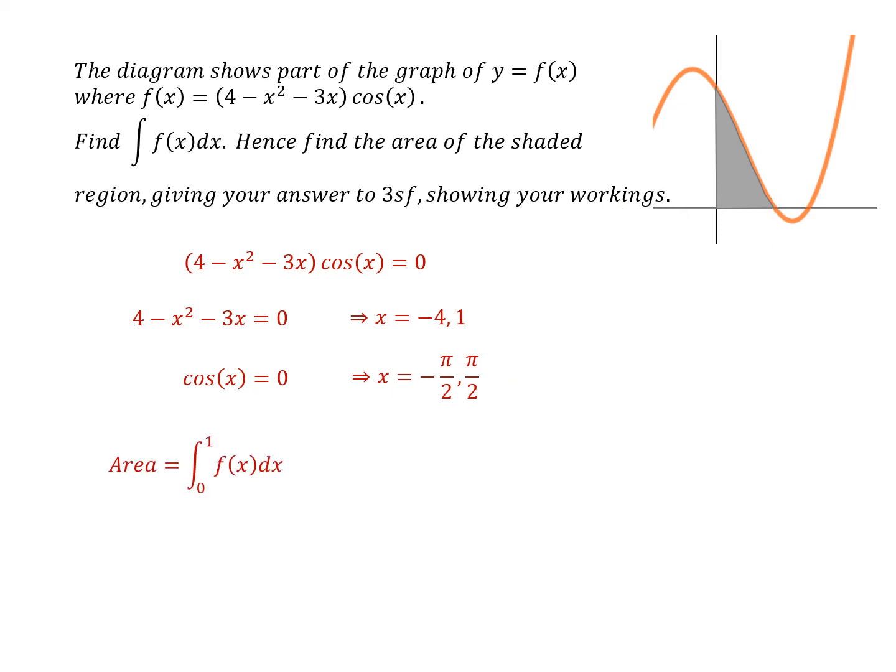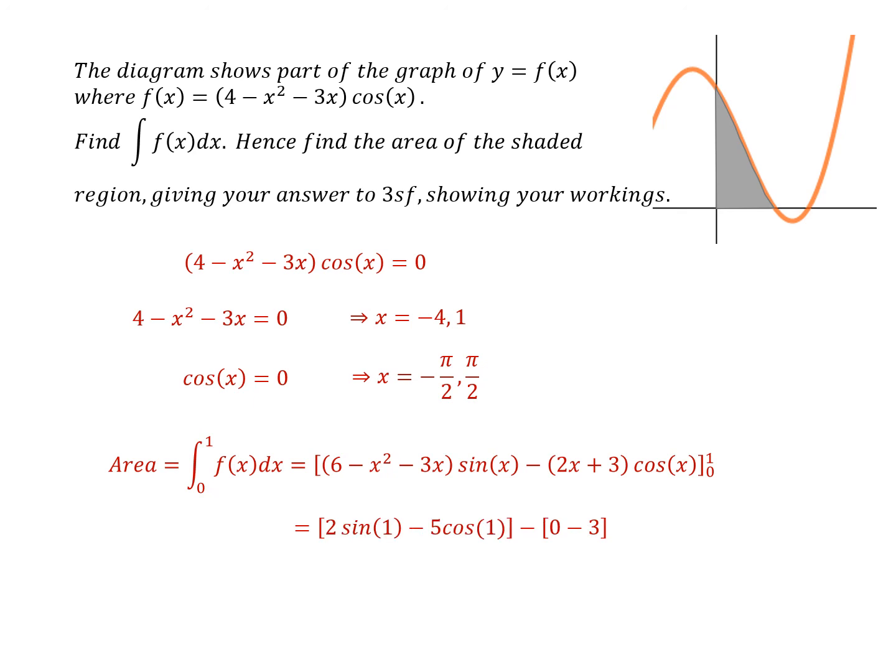So we want the integral from 0 to 1 of f of x. So we already know what the integral of f of x is. We did that on the previous part of the question. So we're just substituting the values 1 and 0. And when we do that, this whole thing becomes 2. So that's 2 sine 1 minus, and then that becomes 5 cos 1.